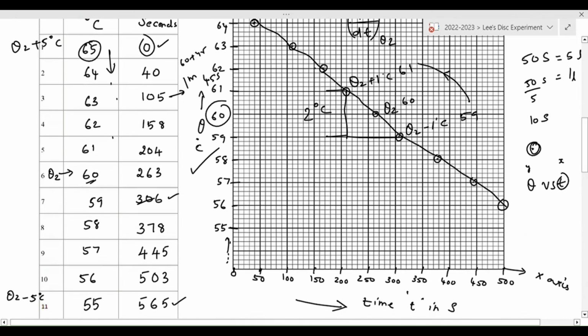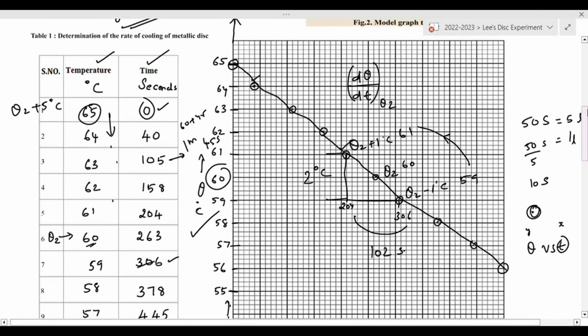In a similar way, dt is the difference in time. Here we have plotted for 59 is 306 and for 61 it is 204. So 306 minus 204 is 102 seconds. So d theta by dt, the difference in temperature, is 2 degrees Celsius.